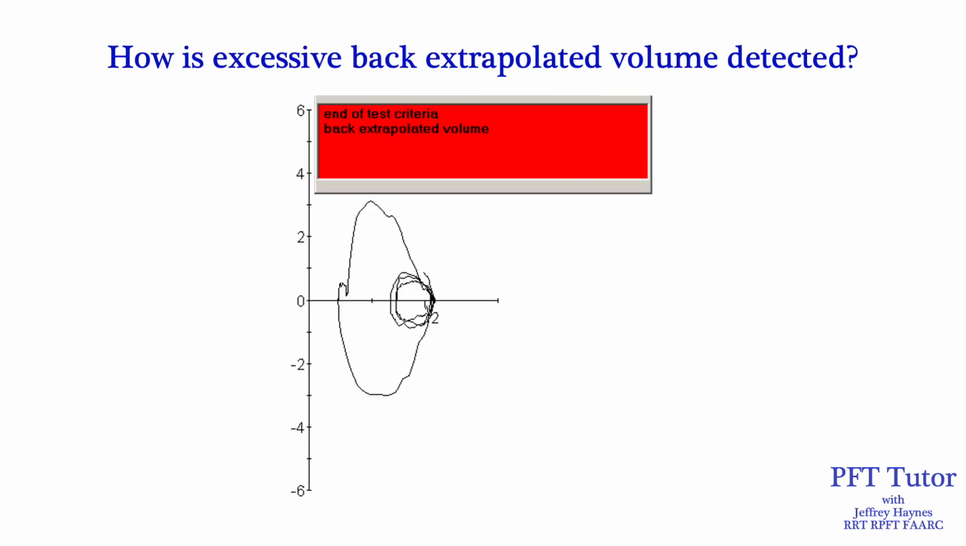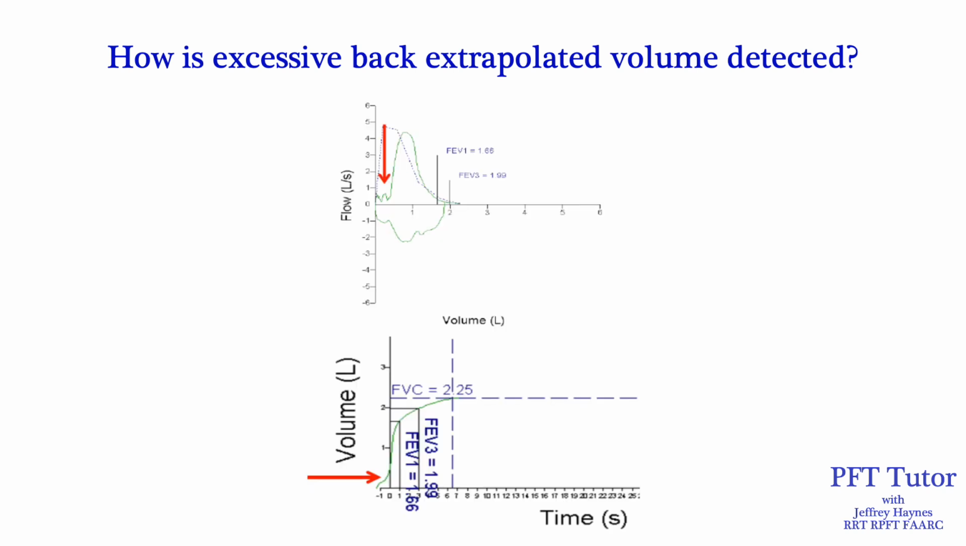How is excessive back extrapolated volume detected? Well, the software of all modern spirometers is going to give you an alert. As you can see here in red, it is telling you that the back extrapolated volume is excessive. In addition to the error alerts from the software, you really need to be able to identify these poor starts on the flow volume loop and the volume time curve. I often reject efforts with back extrapolated volume, even if the software doesn't flag it as excessive, because I know with good coaching, I can usually get better results.